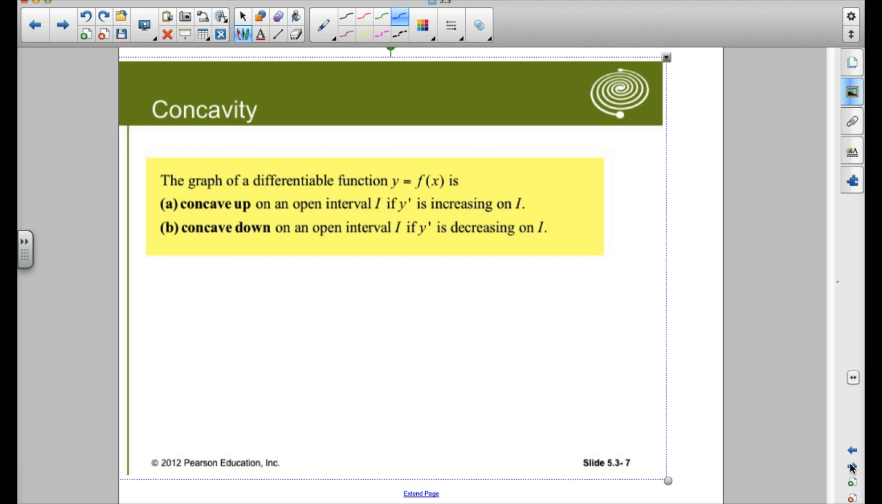The graph of a differentiable function y equals f of x is concave up on the interval I if the derivative is increasing on I. So if it's always increasing, it's concave up.